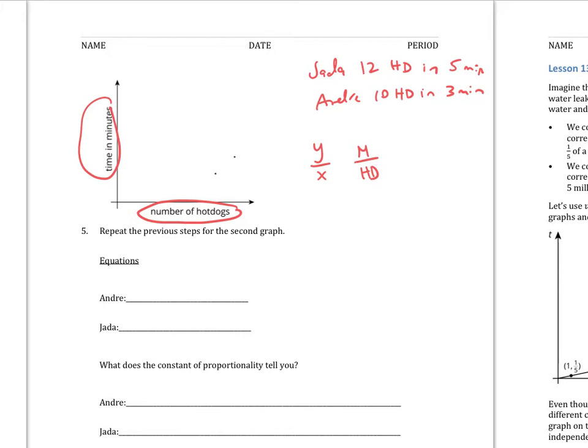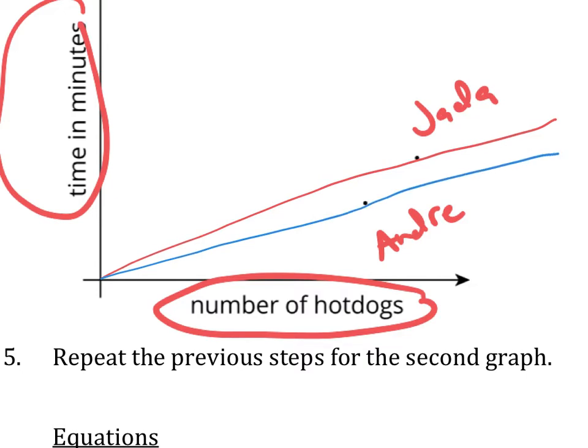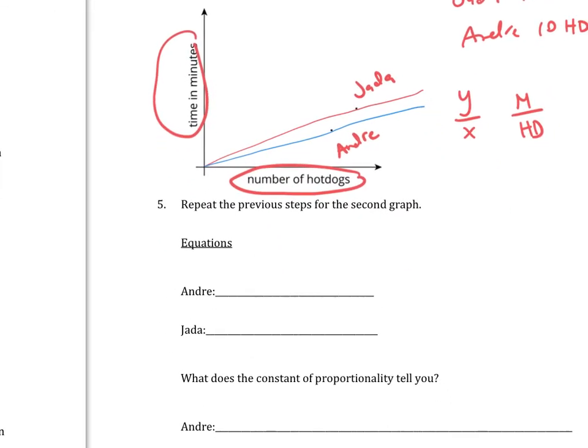To figure out which dot belongs to each person, we look at our number of hot dogs. So Jada ate more hot dogs, so her point is going to be farther to the right. So this point is Jada, which means this point is Andre. I'm going to go ahead and draw my line. Hopefully I can keep it straight. So there's Jada. I'm going to switch to blue for Andre. There's Andre. Your lines will be able to be straighter than mine.